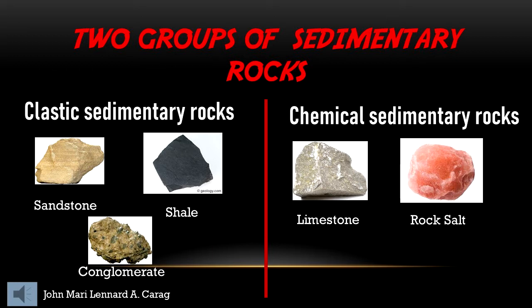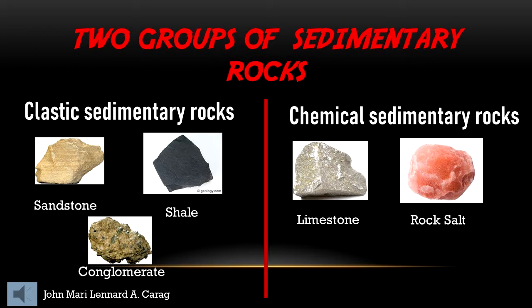Sandstone is gawa siya sa grain ng sand. Next naman is yung shale. Yung shale is made up of finer grained sediments and the individual grains cannot be seen by the naked eye. Ang conglomerate naman is gawa sa fragment or parts ng rocks na kalimitan ang size is above 2 mm in diameter. So basically, siya ay parang pinagsama-samang small rocks.